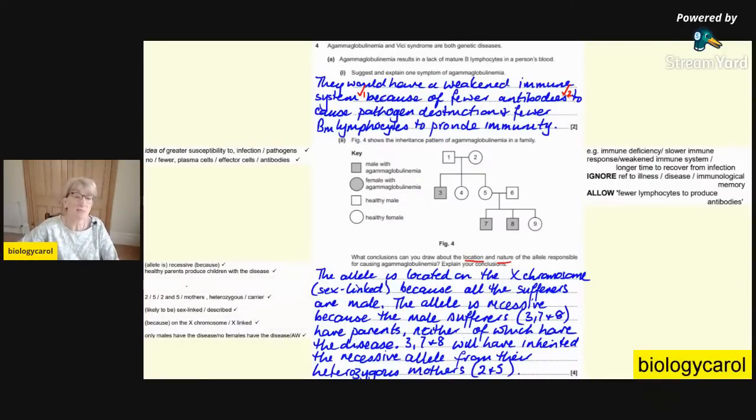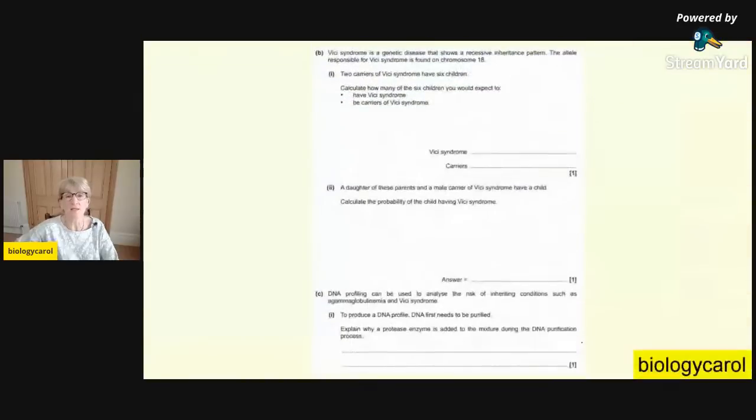So actually I was right with the marks. I think I got all the marks on this answer: 1, 2, 3, 4, 5, 6. Obviously the tariff is only 4, but I hit all the points, which was nice.